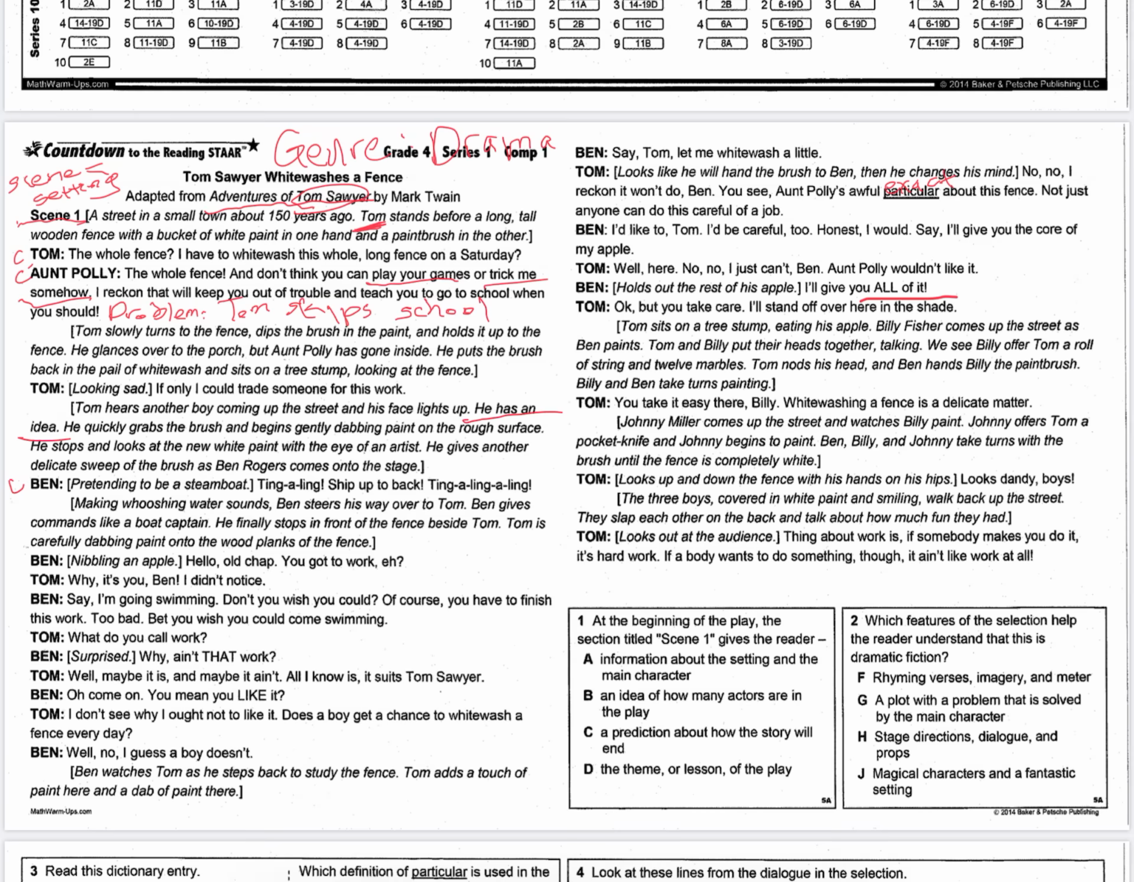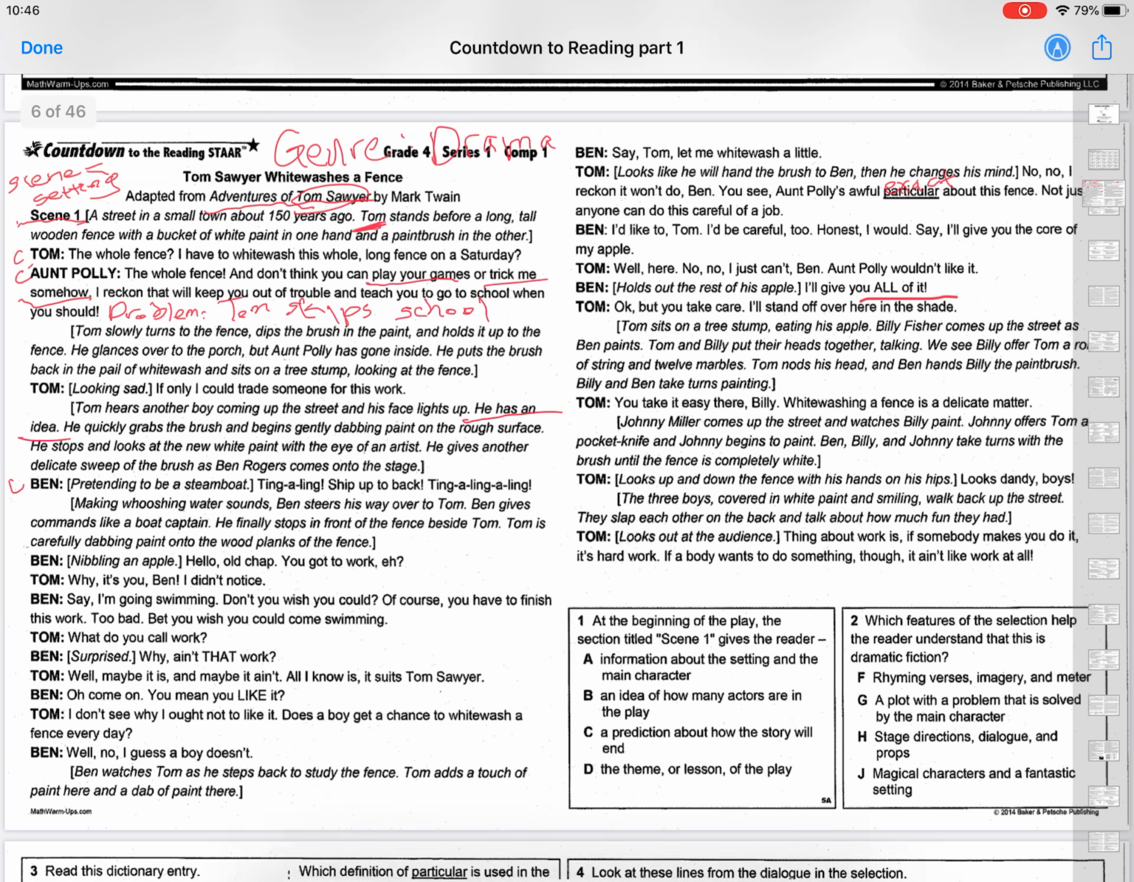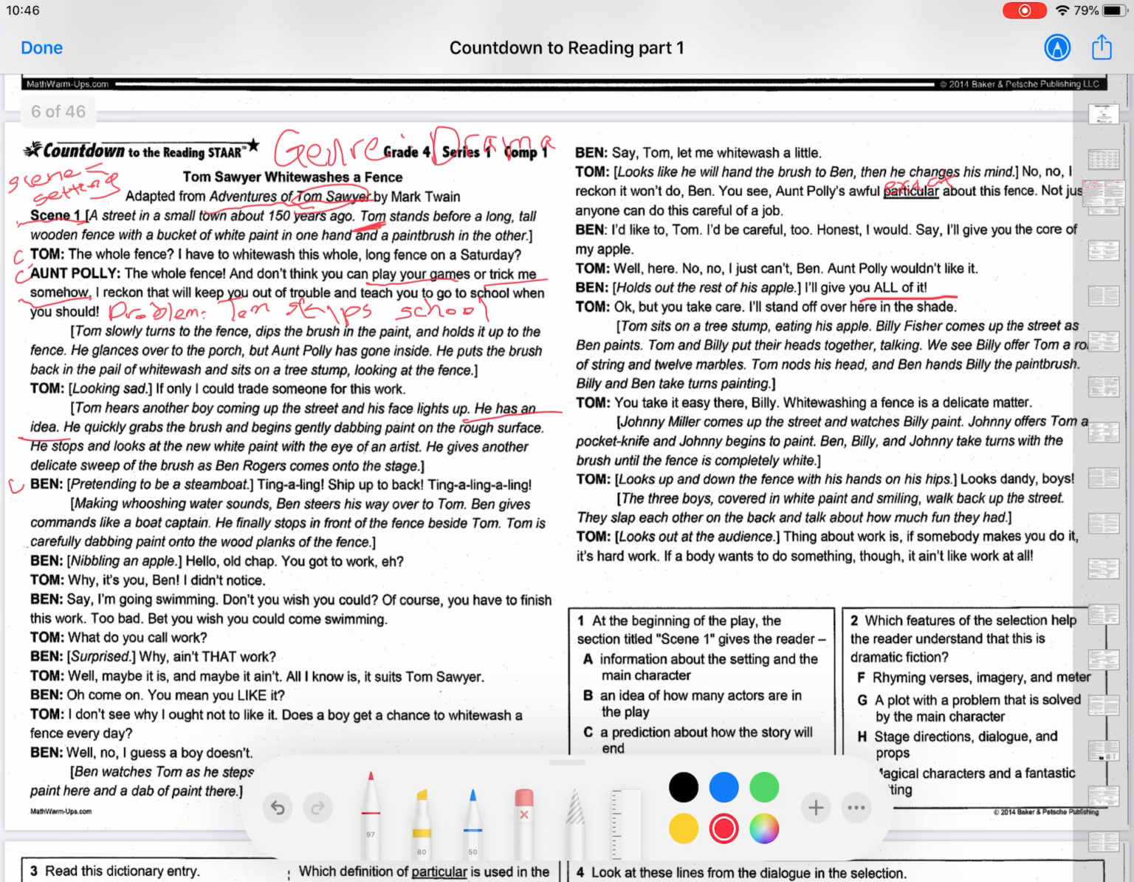So not only does Tom get Ben involved, he also ropes Billy Fisher, another character, into it. And he also gets a roll of string, and 12 whole marbles out of it. That Tom is a slick one.